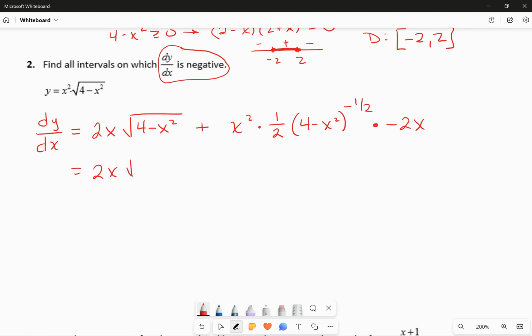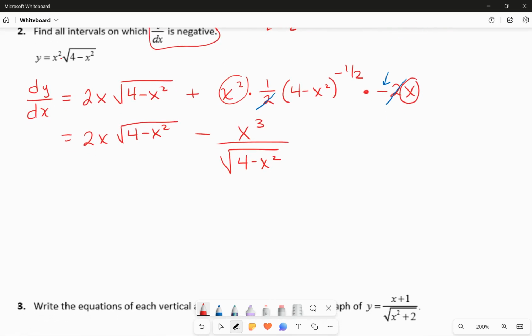So I'm going to simplify that second term. Hopefully you see that these 2's are going to cancel. We have this negative, so that's going to change our addition to subtraction. And then you have the x squared times the x, giving us x cubed. And then that negative 1/2 power is going to put that square root of 4 minus x squared in our denominator. So now we have this expression, and we want to see when this is less than 0.